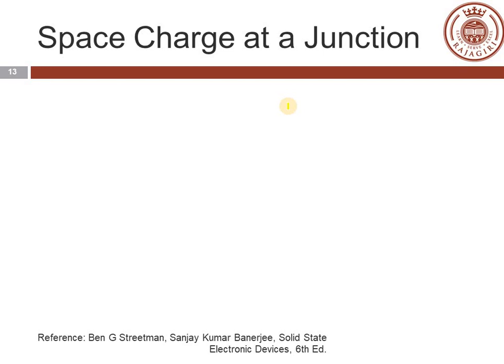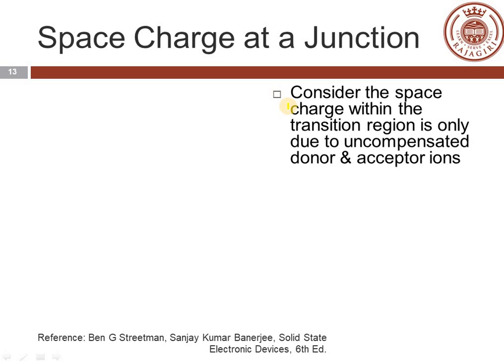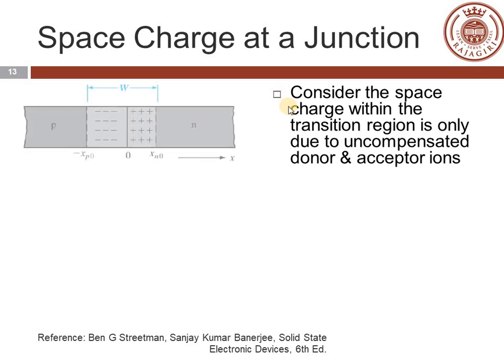Next topic we are going to see is space charge at a junction. Consider the space charge within the transition region is only due to uncompensated donor and acceptor ions. Within the transition region, we don't have any mobile carriers such as electrons or holes. We have only immobile ions such as uncompensated donor ions and acceptor ions.